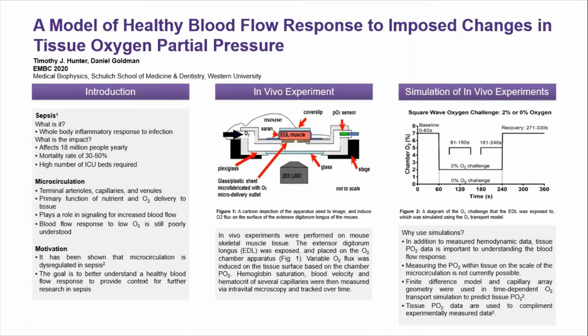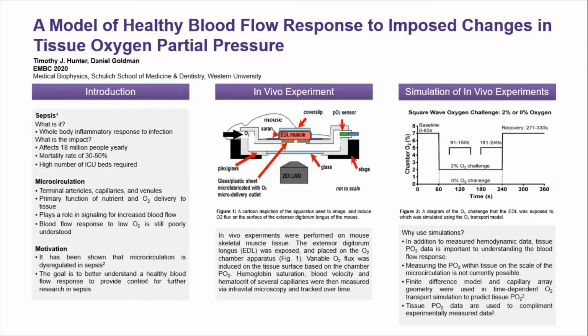My presentation is on the dynamics of the microcirculatory blood flow response. Sepsis, or septic shock, is a full-body inflammatory response to infection. It is a very common disease, and the few existing treatments, such as fluid resuscitation, are very controversial with high failure rates. It's been shown that in sepsis, the microcirculatory blood flow regulation is dysfunctioning. So why is it not treated at the microcirculatory level?